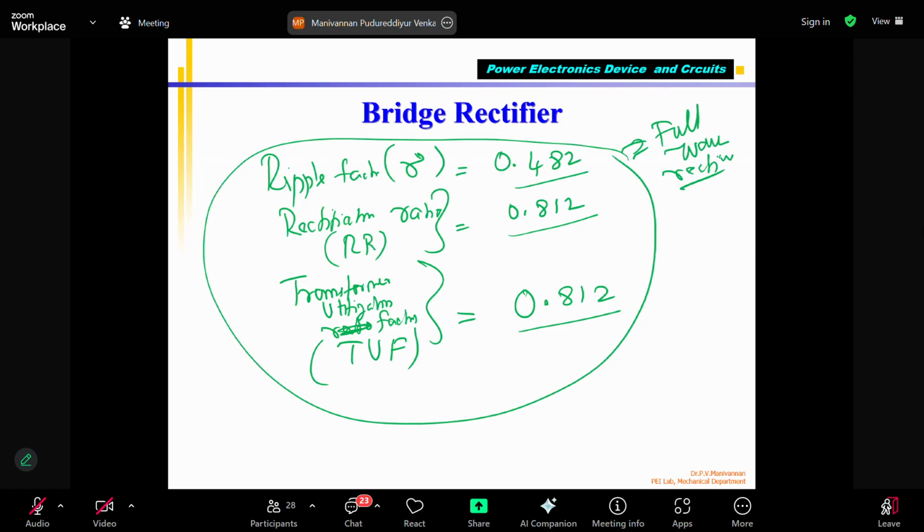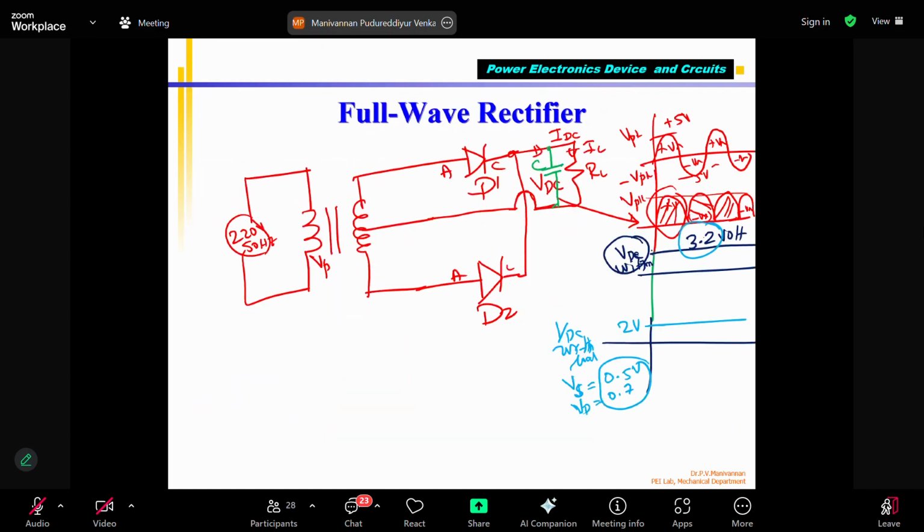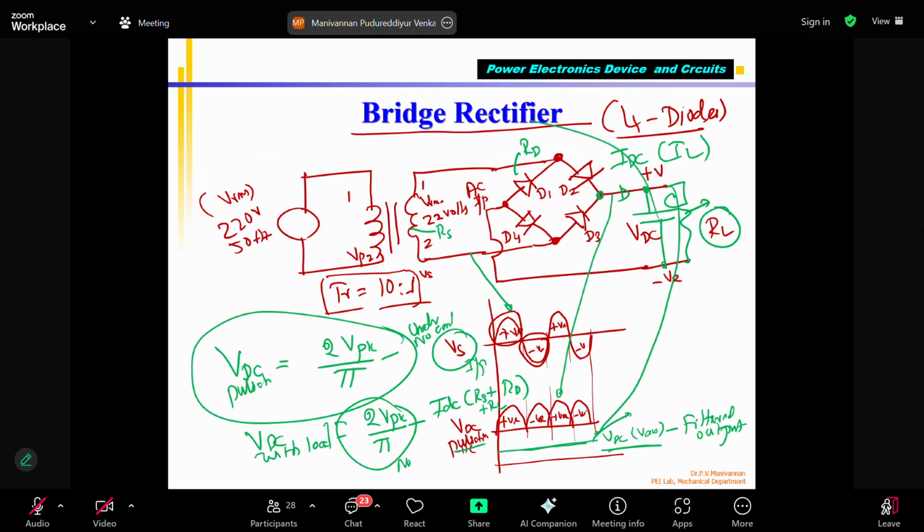Correct? You may ask which one to use. I already told you. If you have only two diodes, and you have a center tap transformer, you can use it like a full wave rectifier, this circuit. If you don't have a center tap transformer, but you have 4 diodes, then you can go for the bridge rectifier and you will get the same benefits of the full wave rectifier. I will stop here.